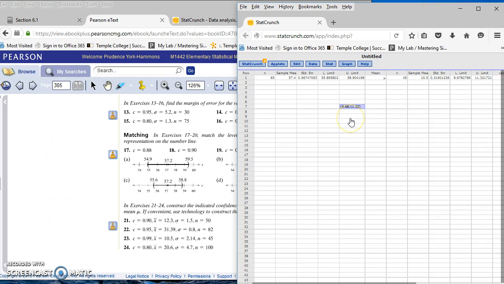So when you do these in my stat lab, they're going to give you a box for the lower limit, and they're going to give you a box to type in the upper limit. All right. So let's see. I'm going to pause for a minute and come back.